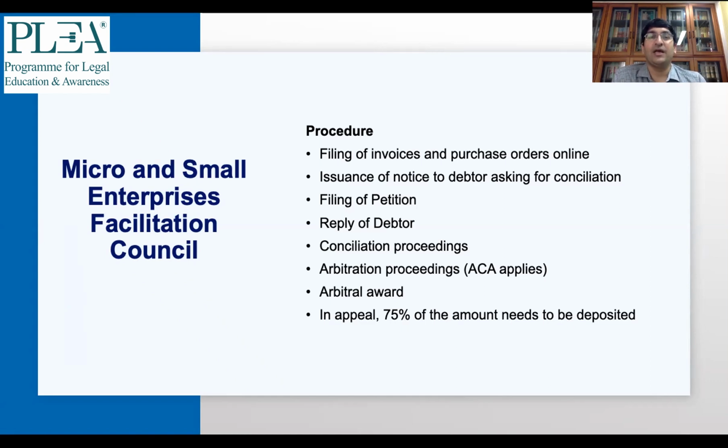If conciliation does not happen, then the nature of the proceeding before the MSME council becomes an arbitration proceeding. To the extent applicable, the provisions of the Arbitration and Conciliation Act 1996 will apply. Thereafter, similar to arbitration proceedings, the statements will be filed, the documents will be filed, the arguments will be made, and based on that, the arbitral award will be passed. If the debtor is asked to settle the dues and wants to challenge the arbitral award, an amount of 75% needs to be deposited by the debtor before he can challenge it.